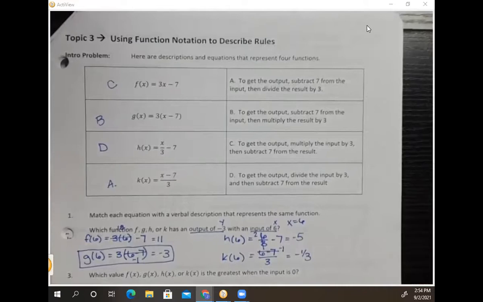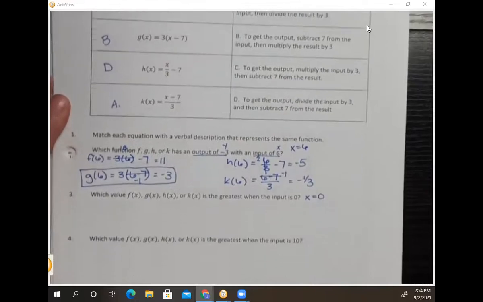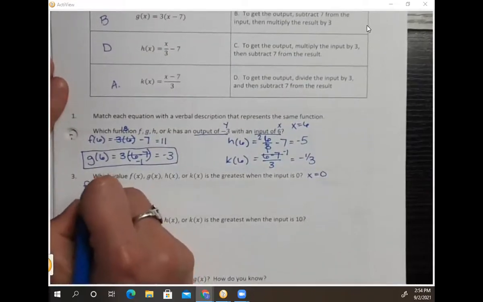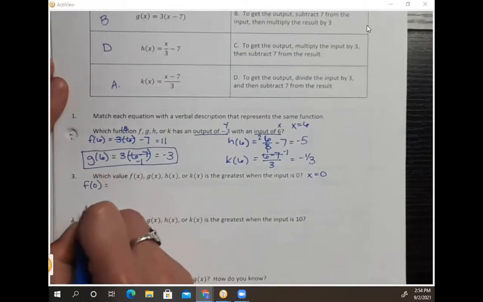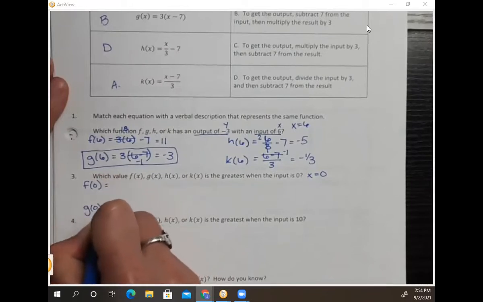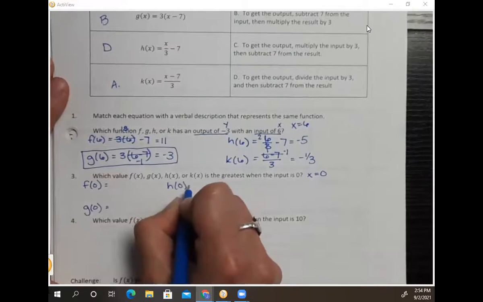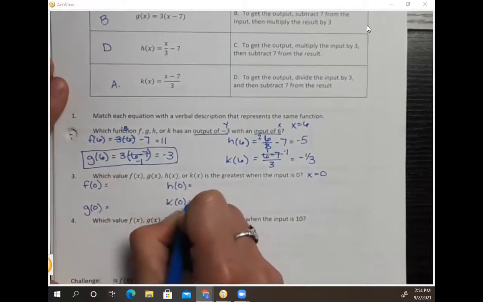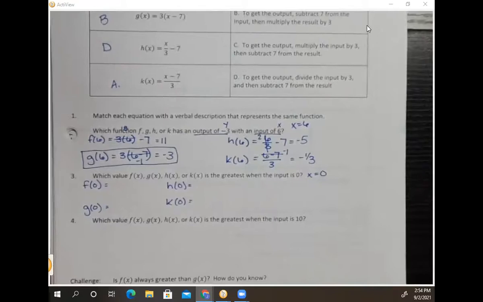For number 3, which value of my functions is greatest when the input is 0? How would I figure that out? Exact same thing I just did, except this time I'm going to plug in x equals 0. So I will figure out f of 0 and g of 0 and h of 0 and k of 0. I would like you to do that for me now. Plug in 0 for x and simplify for each of our functions here.